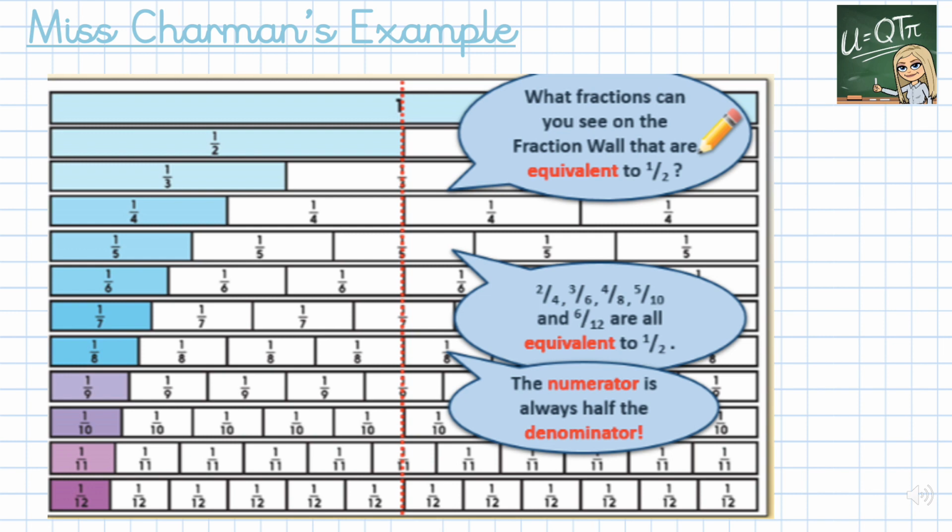Ask yourself, what fractions can you see on the fraction wall that are equivalent to 1/2? We know that 2/4, 3/6, 4/8, and 5/10 are all equivalent to 1/2. A top tip for finding 1/2 is that the numerator is always half the denominator.